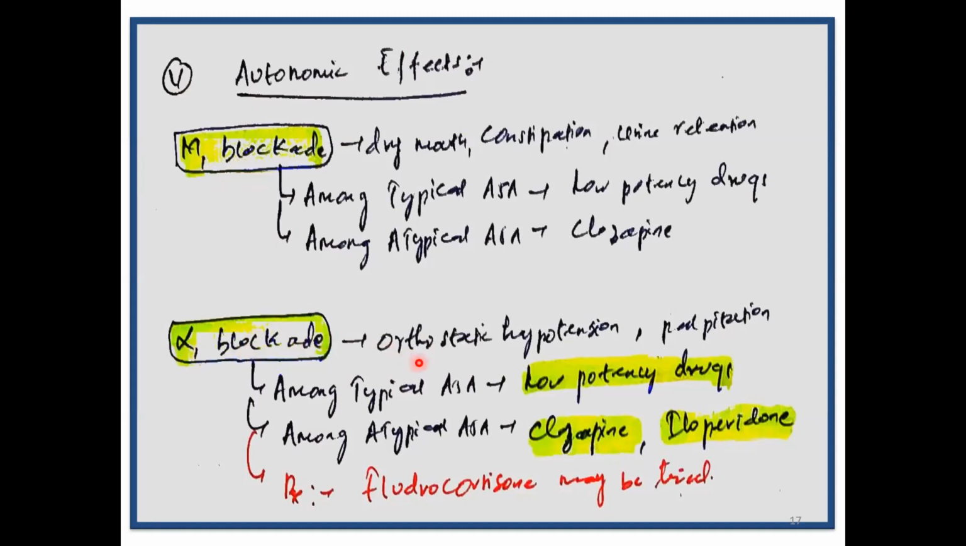Alpha 1 blockade is responsible for orthostatic hypotension and palpitation. Among the typical antipsychotic agents, once again, the low potency drugs like chlorpromazine, and among the atypical antipsychotics, clozapine and iloperidone. So in order to improve the orthostatic hypotension, a drug with mineralocorticoid property may be helpful, that is fludrocortisone.